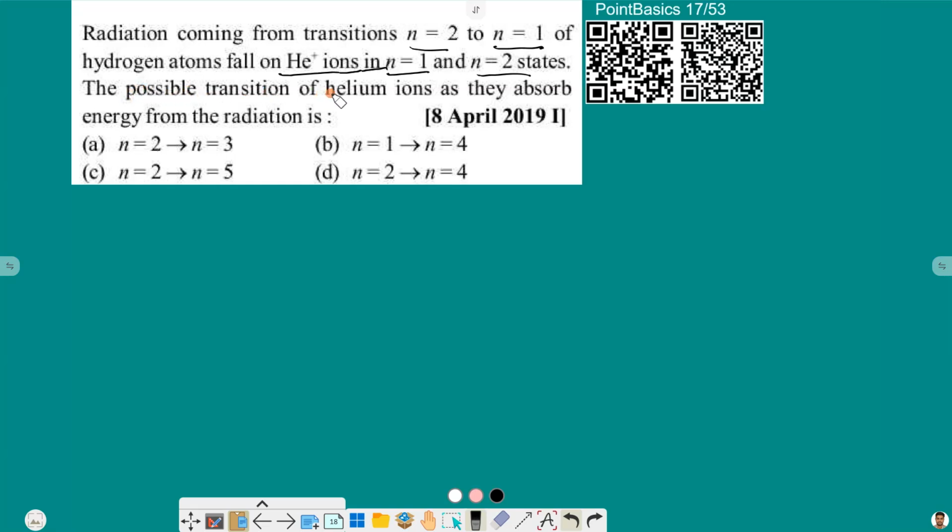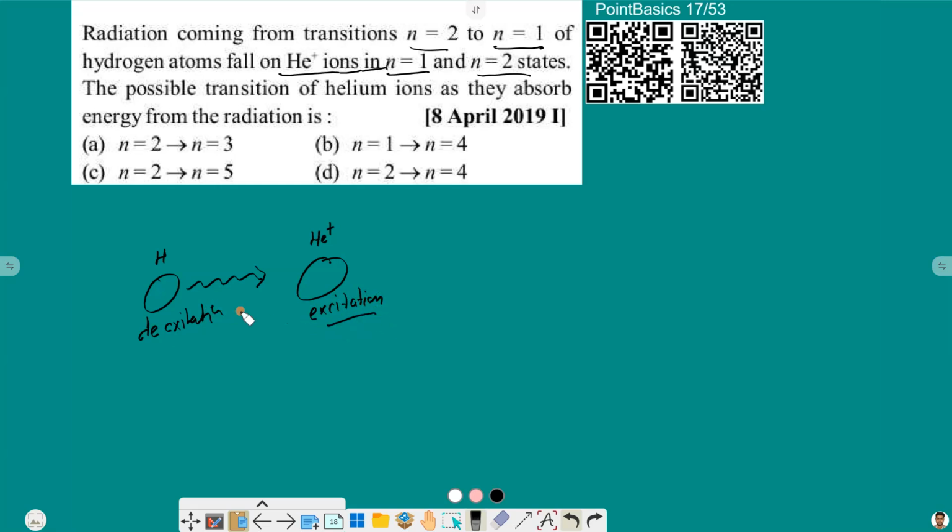And the possible transition for the helium ions as they absorb energy from the radiation. So here what we have is a hydrogen atom. There is a transition happening, and due to this transition we are getting a photon, and that photon strikes the helium positive ions. So now we have to find out what is the possible excitation which may happen in helium positive. So in hydrogen we have de-excitation and in helium we have excitation.